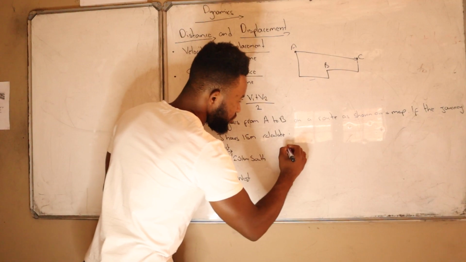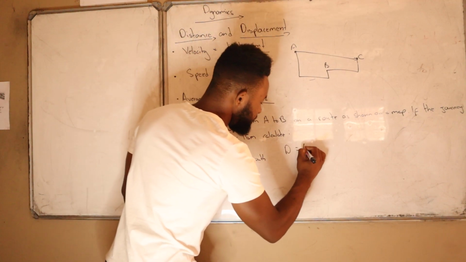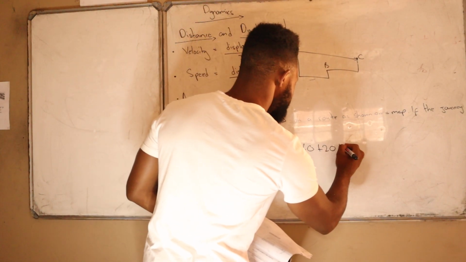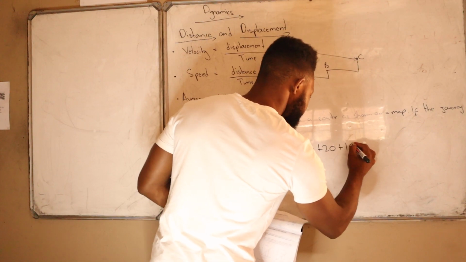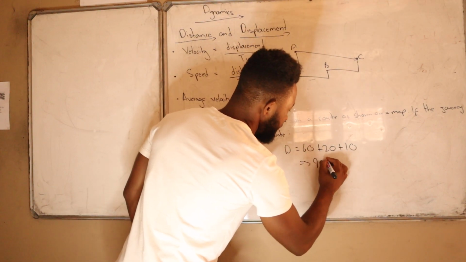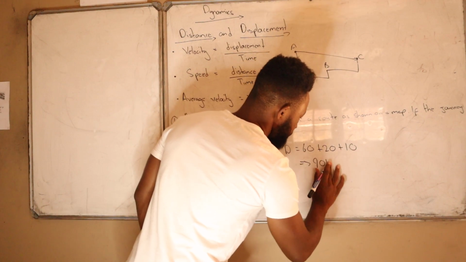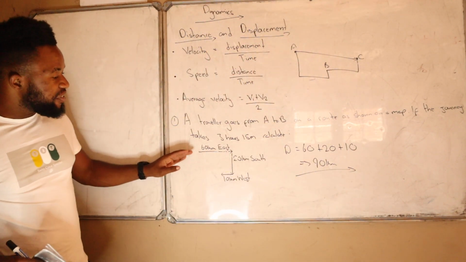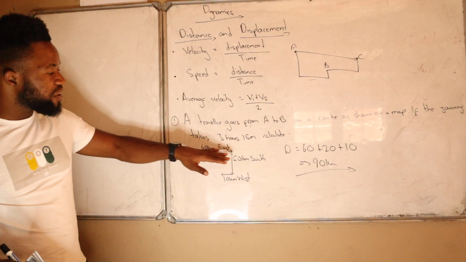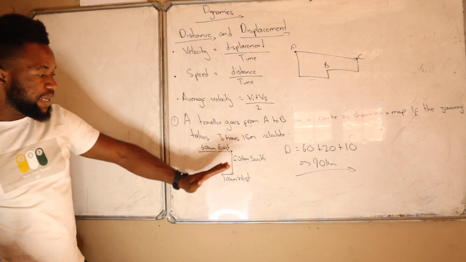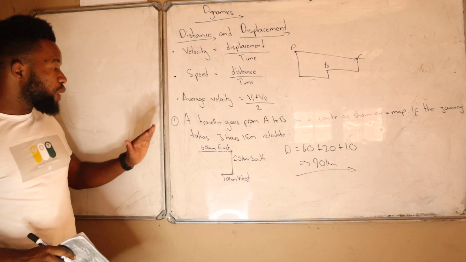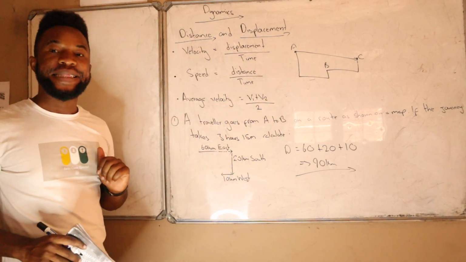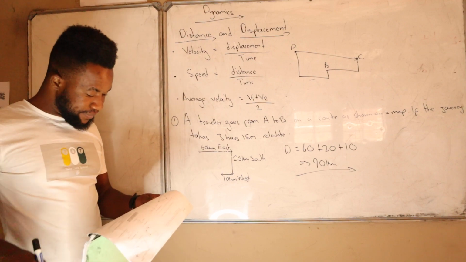For example, here, it's going to be 60 plus 20 plus 10, which will give me 90 kilometers. So this is the distance that our traveler covers. Since we are saying that it is 60 kilometers going to the east, and then 20 kilometers going to the south, and then 10 kilometers going to the west. So when they say find the distance, they want you to get the total distance the traveler traveled. So this is my answer.